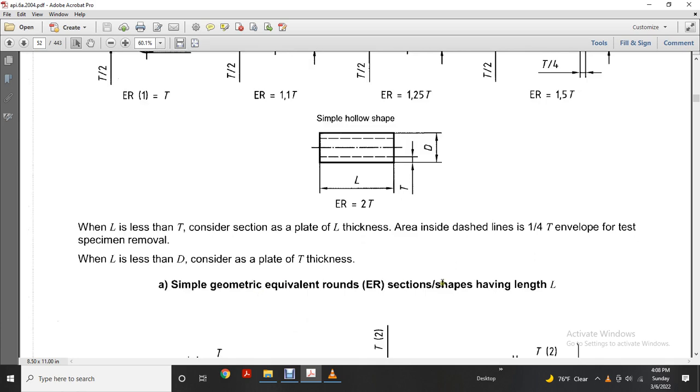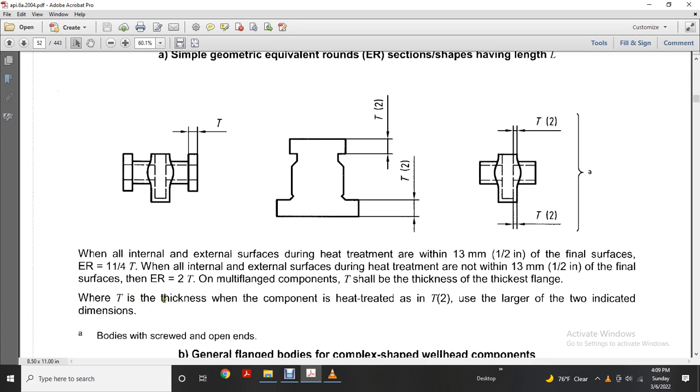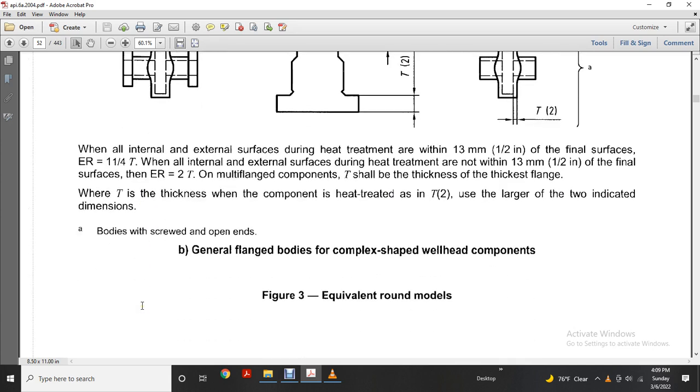Consider the plate with a 7 thickness. Simple geometric equivalent round section shapes having length. When all internal and external surfaces during the heat treatment are within a half inch of the final surface, the equivalent round was 1/4 of the thickness. Not more than a half inch from the final surface of the equivalent round of 2 times the thickness for a multi-flange component. The thickness shall be measured with the thickness gauge. When the component is heat treated, use the thickness times 2, even the larger of the 2 identical dimension bodies.